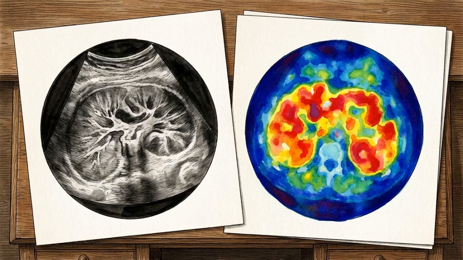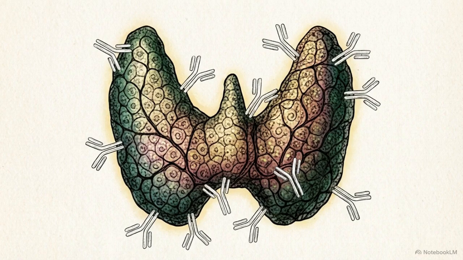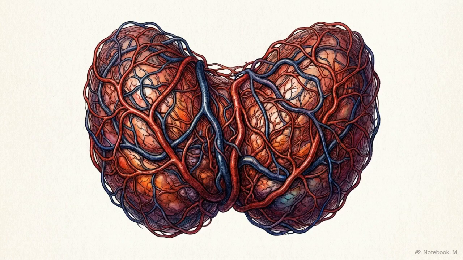Combining functional radiotracer data with structural ultrasound also allows radiologists to differentiate diffuse inflammatory diseases that affect the entire gland. Graves' disease is an autoimmune condition driving total gland hyperthyroidism. Structurally, ultrasound reveals an enlarged gland with an inferno-hot Doppler signal, reflecting massively increased blood flow.